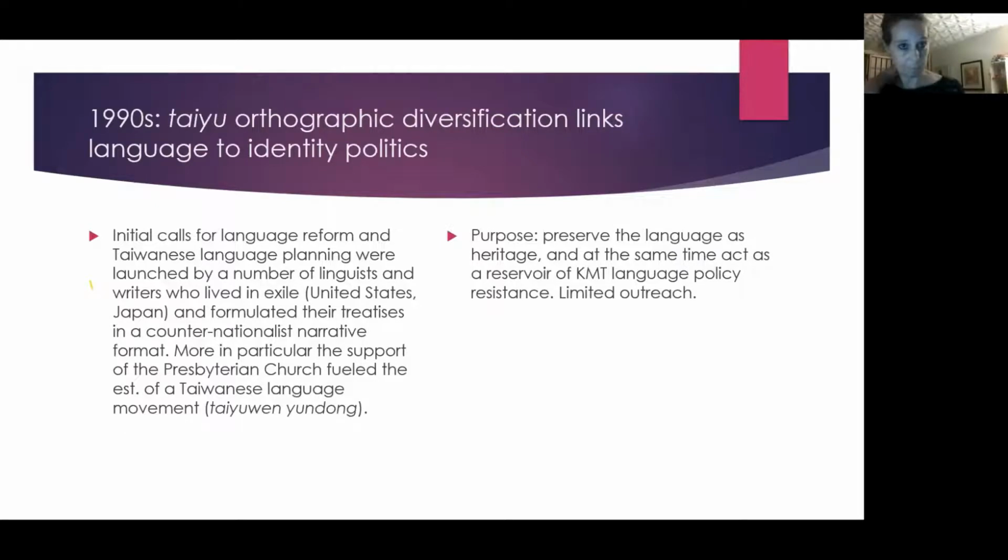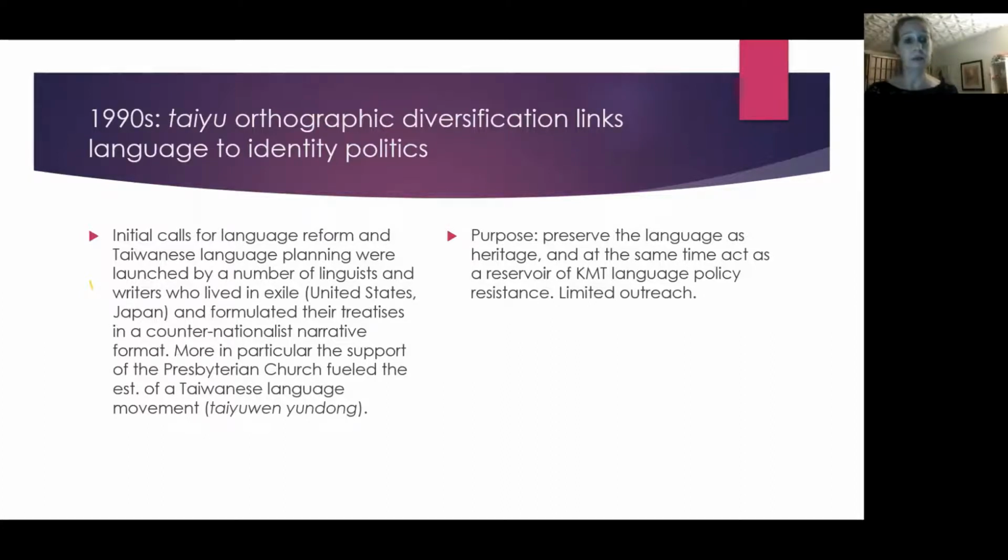Next. So come the 1990s, and we see an orthographic diversification that increasingly links language to identity politics.